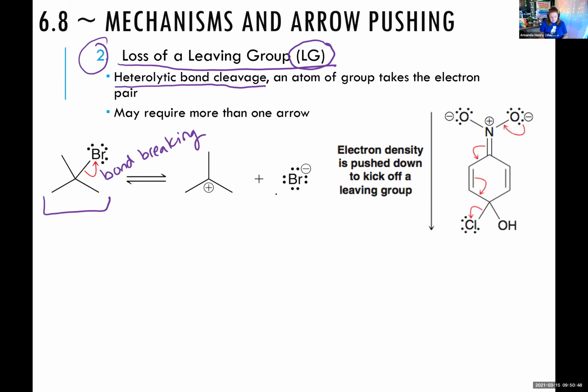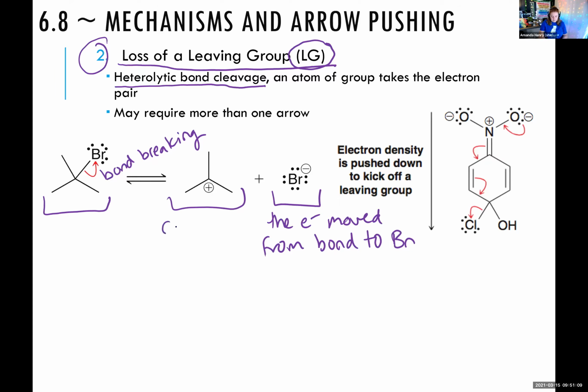Because those electrons move onto the bromine, our bromine becomes negatively charged. So bromine is negative because the electrons moved from the bond to the bromine. And as a result, we make a carbocation because our carbon lost those electrons that were making up the bond. So our carbon is positively charged and our leaving group, our bromine, is negatively charged. Overall, we still are neutral. Neutral to start with, positive and negative to end with, so overall neutral.